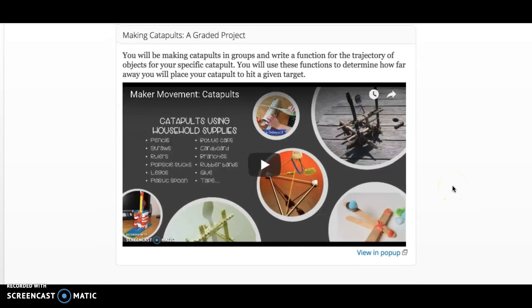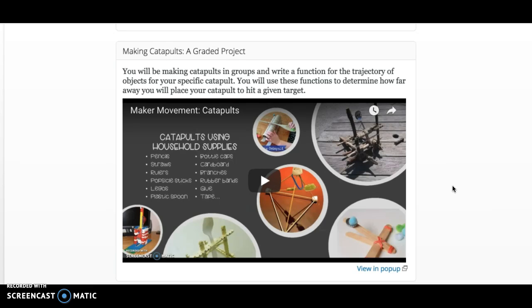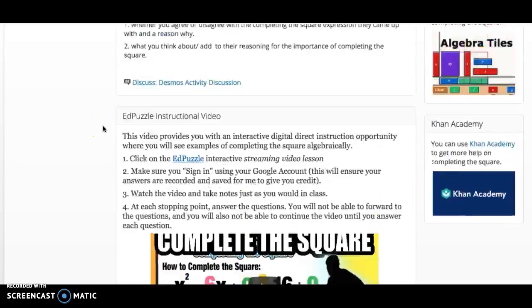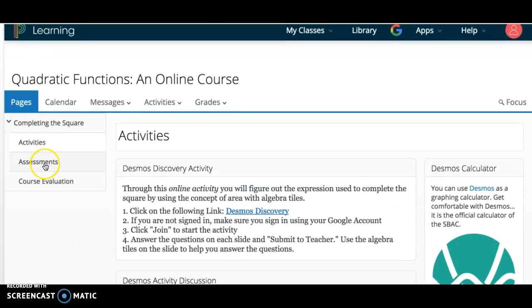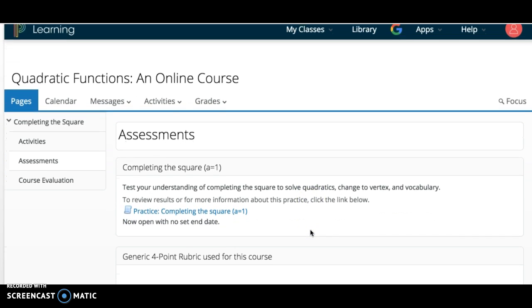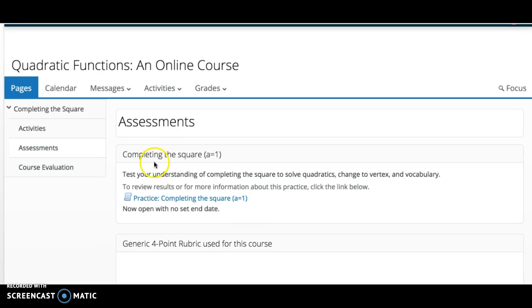At the very end of our unit, you will be making your catapults, and here's the instructional video on how you would do that. Through our completing the square mini course, you also have a little quiz on PowerSchool on completing the square when a equals 1. Make sure you practice. You will have matching, multiple choice, and free response opportunities to demonstrate what you understand or what you don't, so you can ask for extra support.